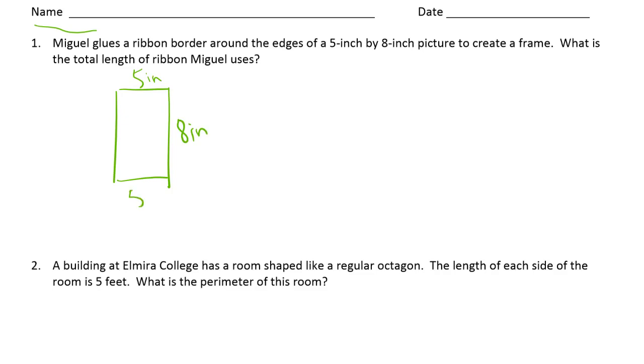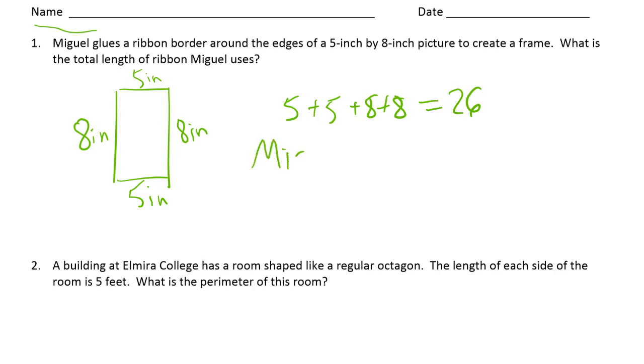Now we're drawing. Have to draw a picture. And then the total length of ribbon. 5 plus 5, here's our equation, plus 8 plus 8. Equals, and that's 10 plus 16, which is 26. Miguel uses 26 inches of ribbon.